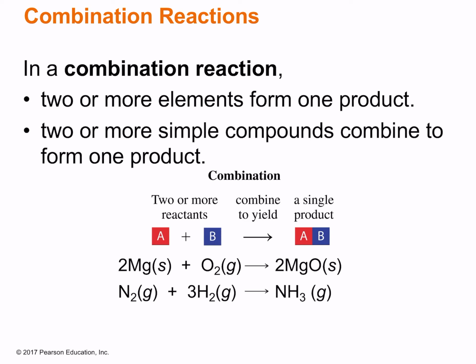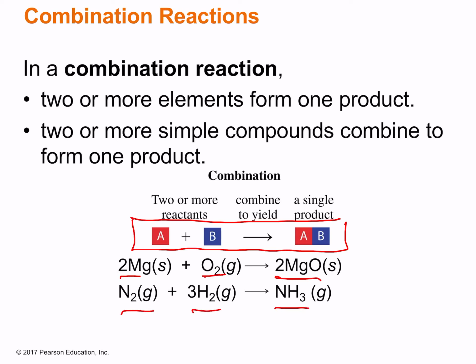So a combination reaction is when 2 or more elements form a product, or 2 or more compounds form one product. But essentially, it's 2 things make one thing. So like in this picture here, 2 things make one thing. In the first example, magnesium and oxygen make magnesium oxide. And in the next one, nitrogen and hydrogen make nitrogen trihydride. But again, we're going from 2 things to one thing. So that is how you will recognize a combination reaction.